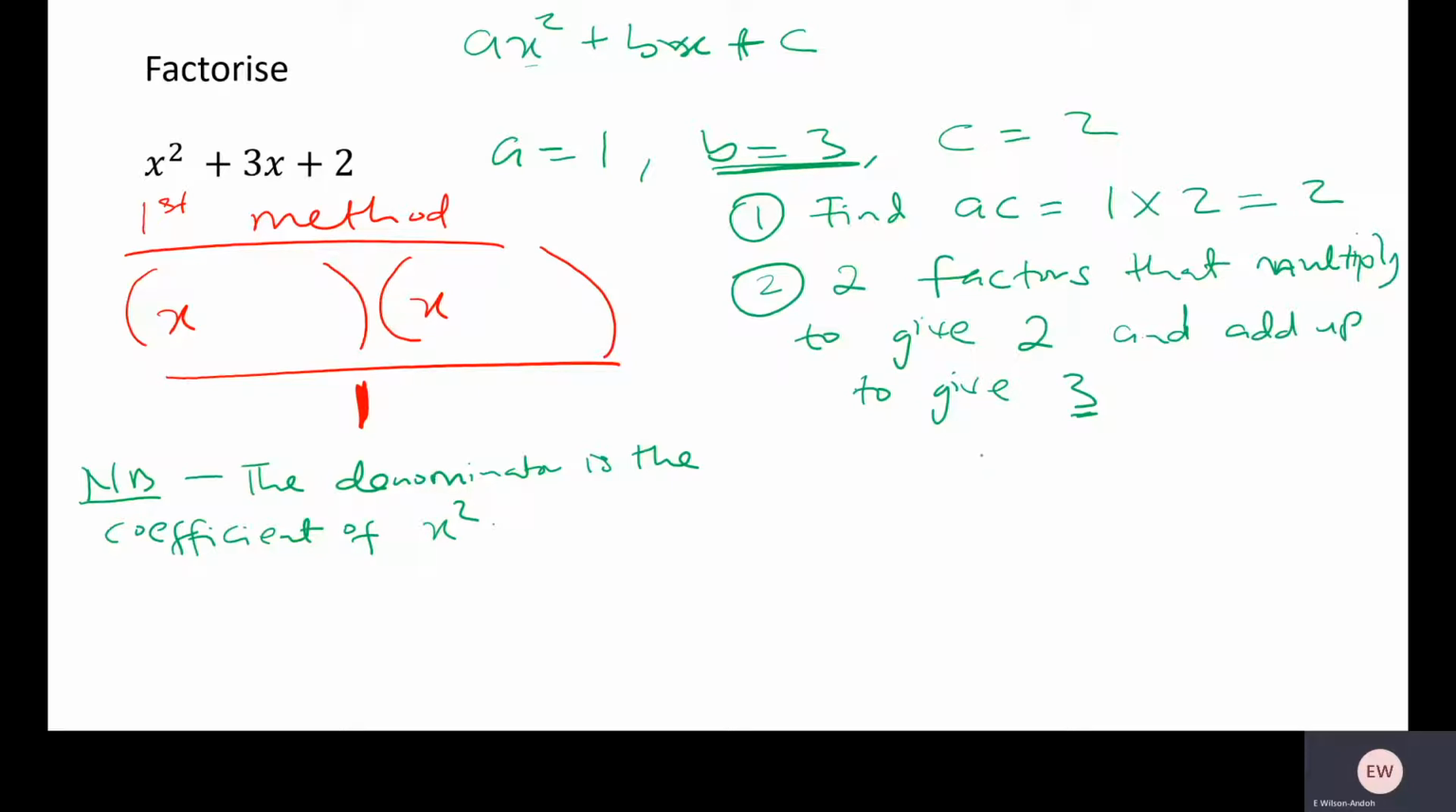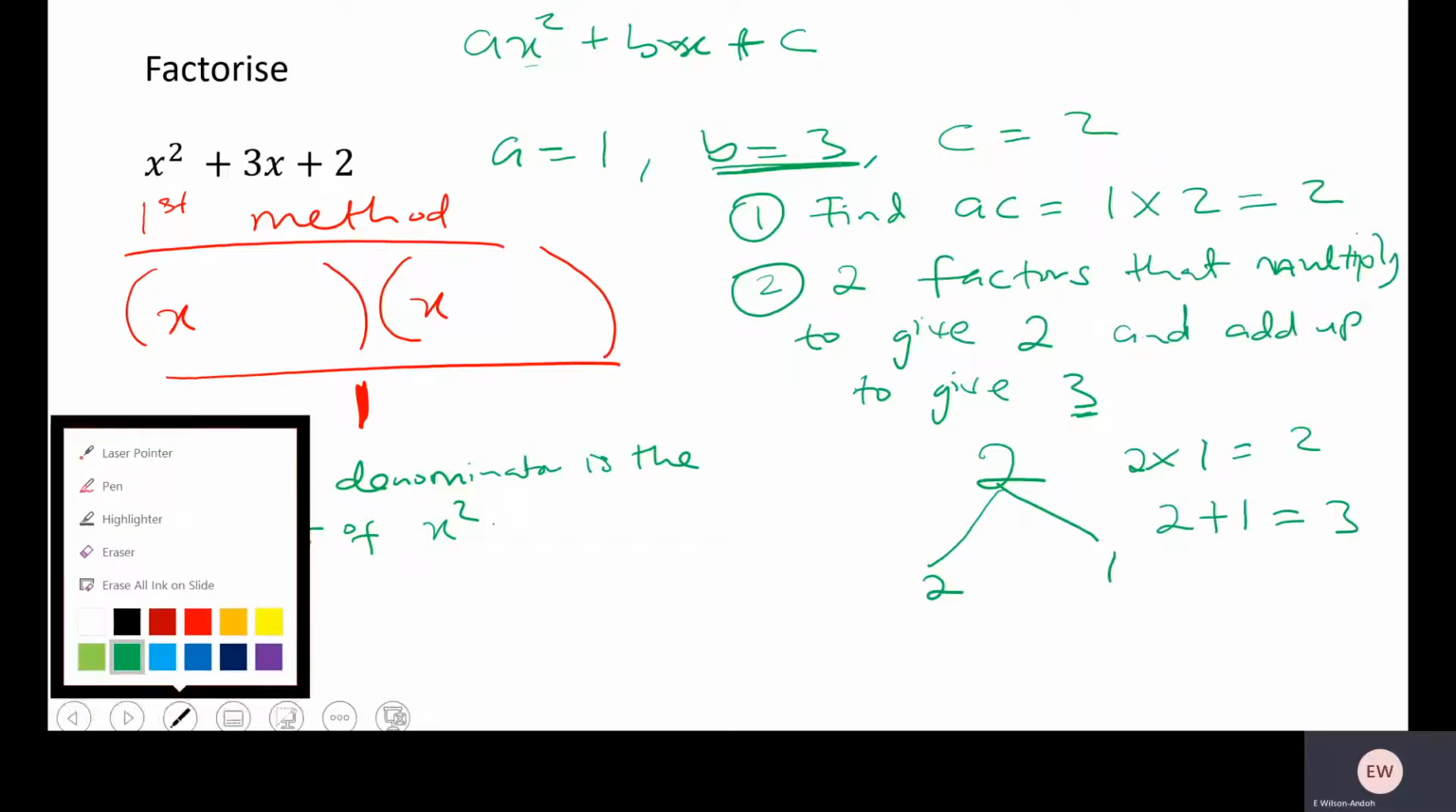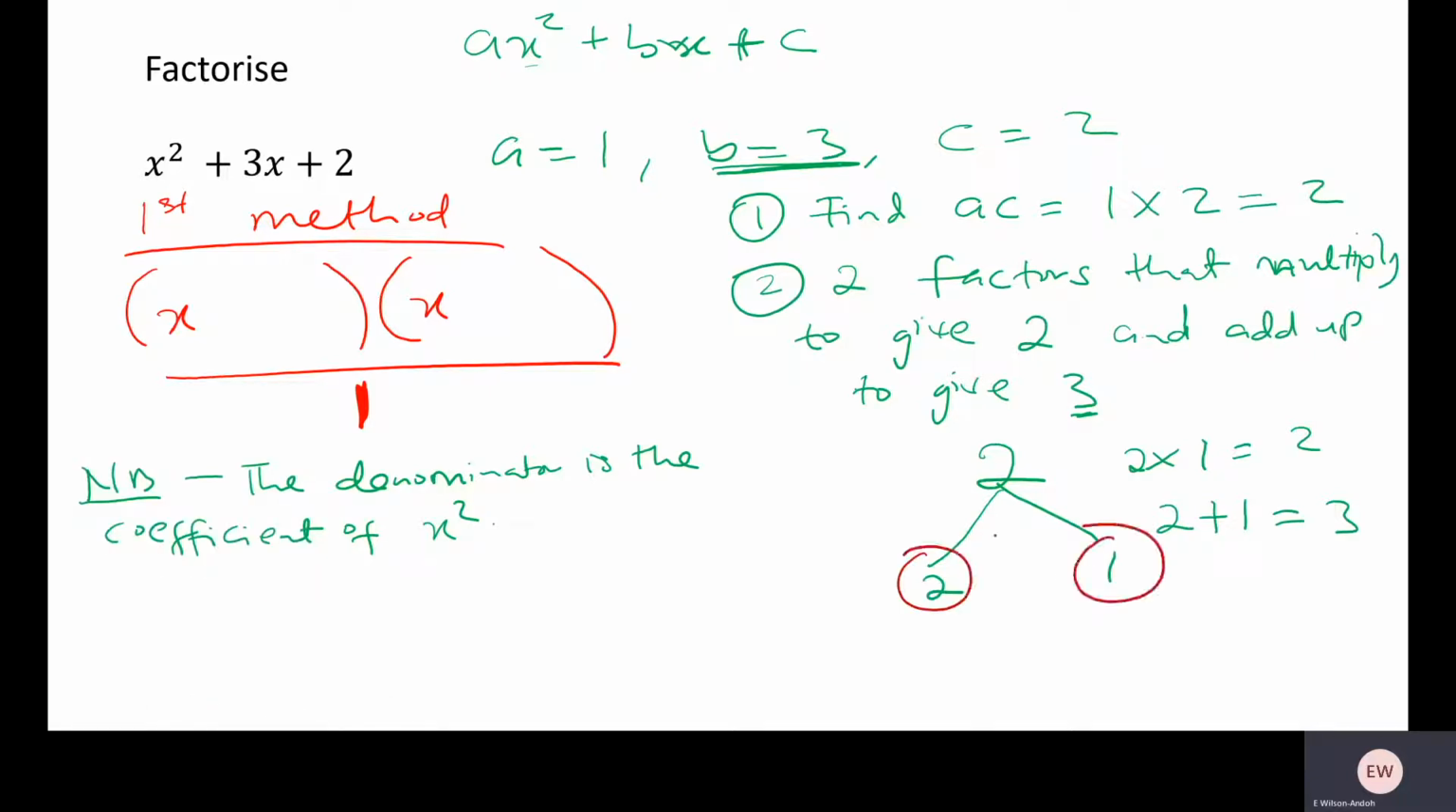So we have ac to be 2. We look for the two factors. The two factors will be 1 and 2, or 2 and 1. They are the same thing. You can see that when you multiply 2 by 1, you get 2. So 2 times 1 is equal to 2, and 2 plus 1 is equal to 3. And that is our b. So we have found the two factors.